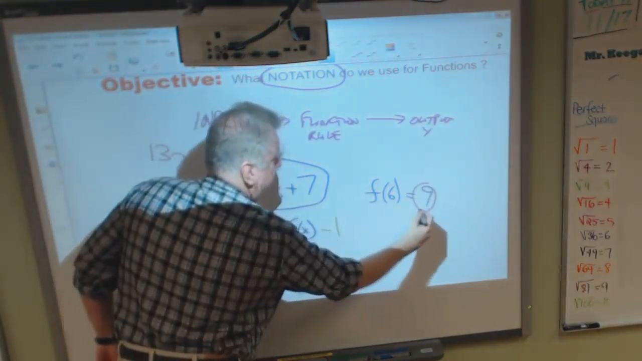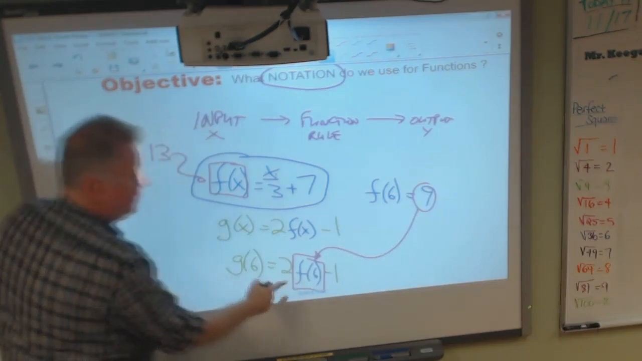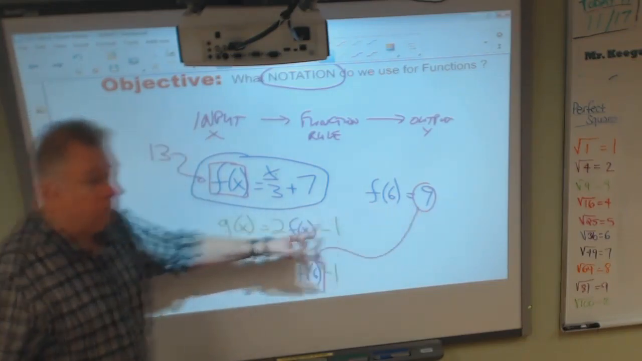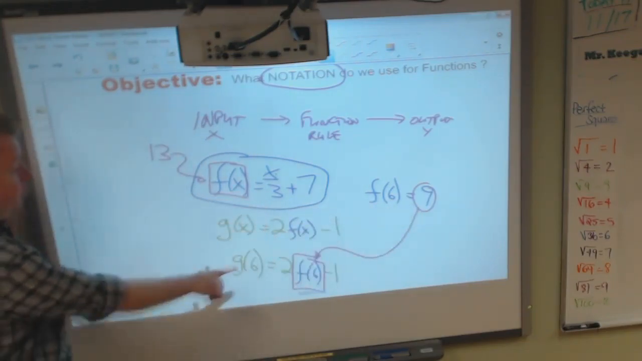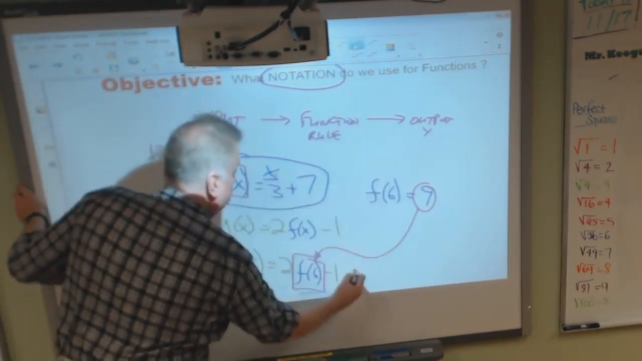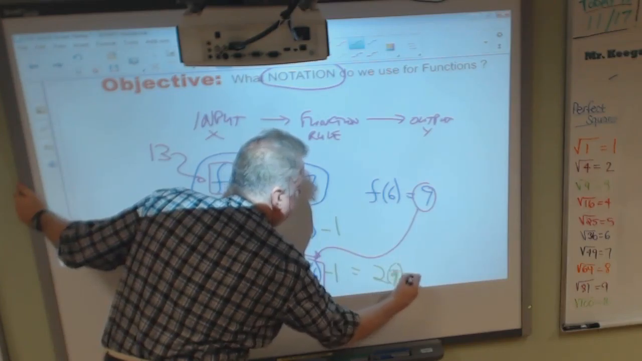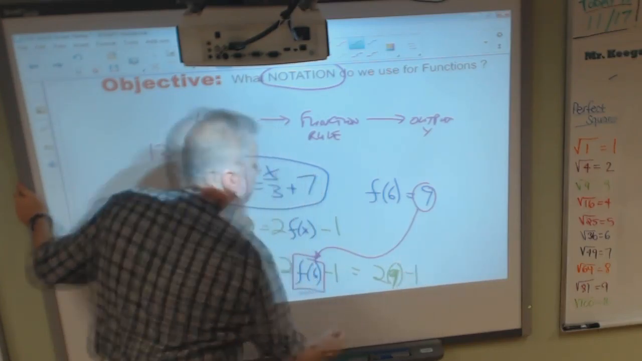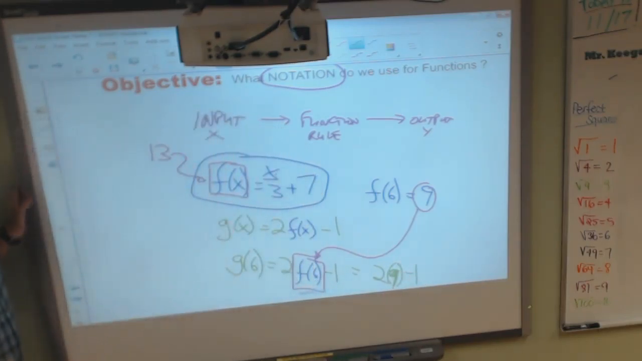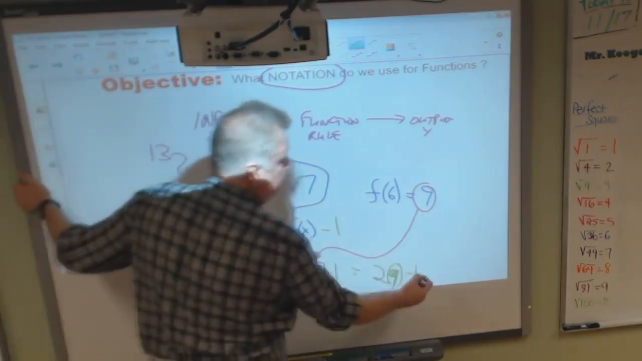So we're going to take this 9 and stick it right in there instead of the f of x, because that's what it's equal to, right? We just found that. So really what this becomes is 2 times 9 minus 1. That's a horrible 9. Well, what's 2 times 9? 18 minus 1 is 17.